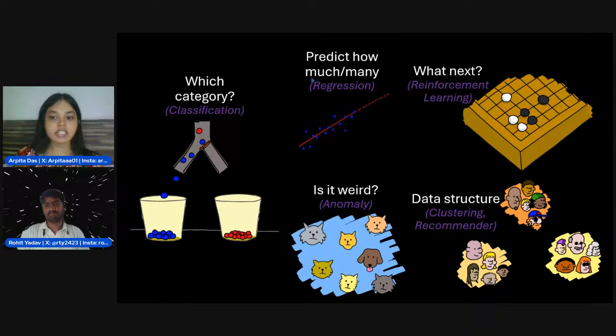Now, moving ahead, there's reinforcement learning. Let's say you're in a simulation and you want to train a simulated car to navigate through a city.